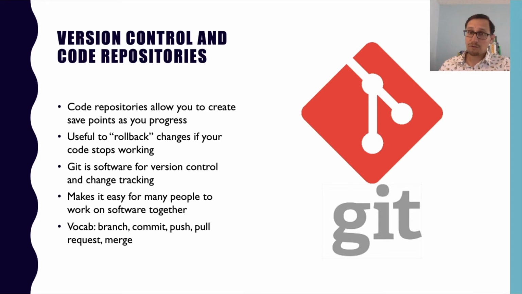Version control and repositories. So you will need to initialize a repository and connect it with a remote repository. What does that mean? Well, we're talking about version control. Code repositories are places for you to store your code and create commits, which you can think of as save points. This is really useful if you ever need to roll back any changes.